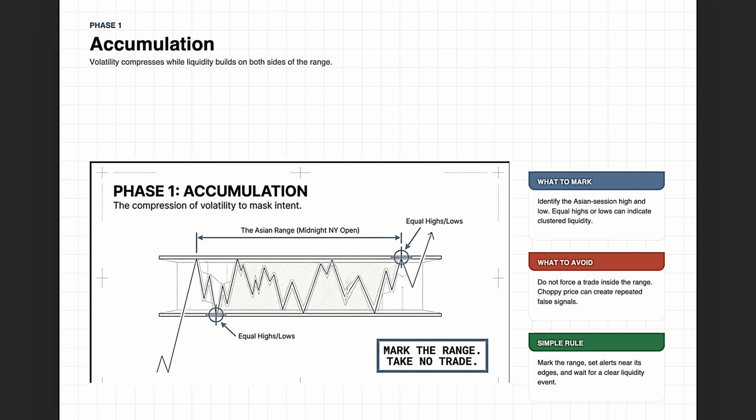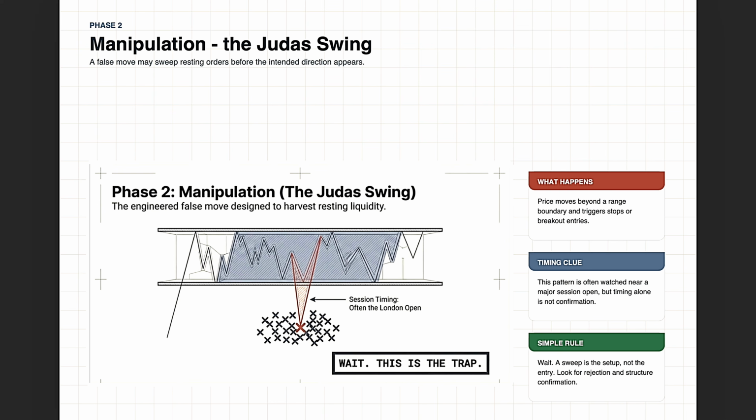So this is an accumulation phase. In this, you have to ignore the market. You will find out later when you should trade. After that, the second is the manipulation phase, also known by another name, the Judas swing. What happens in this? The market manipulates.